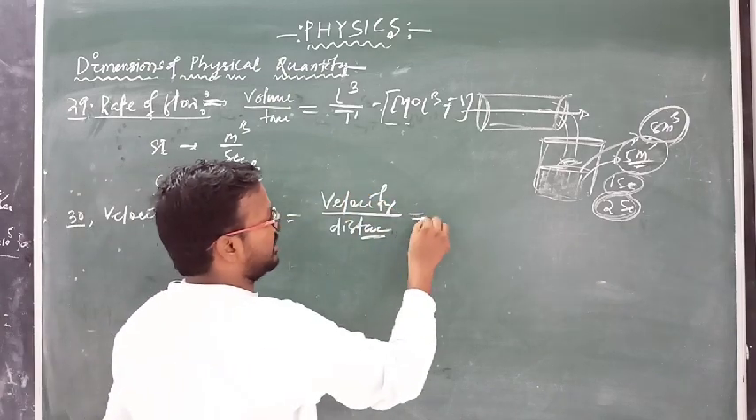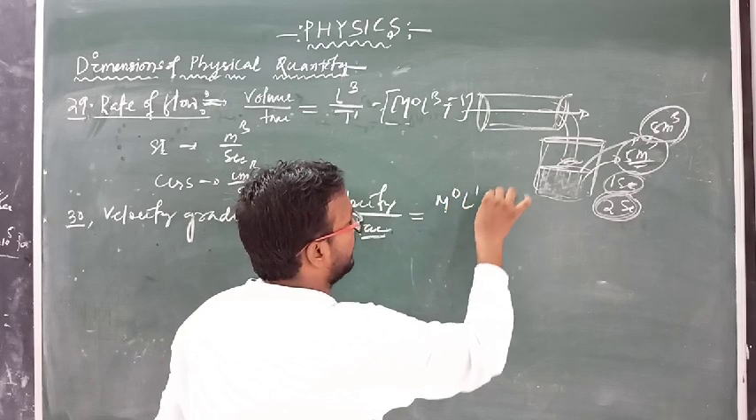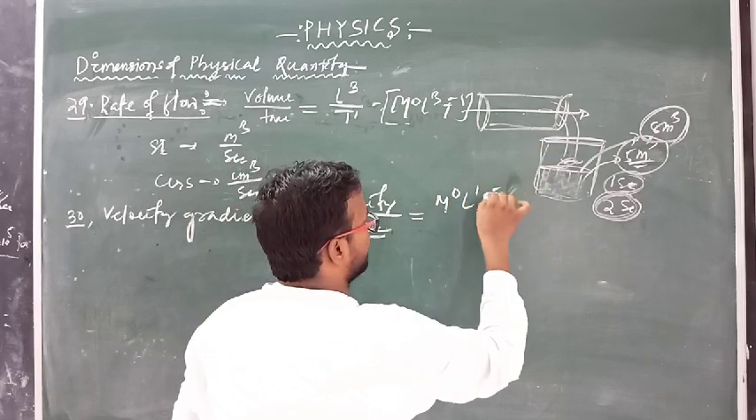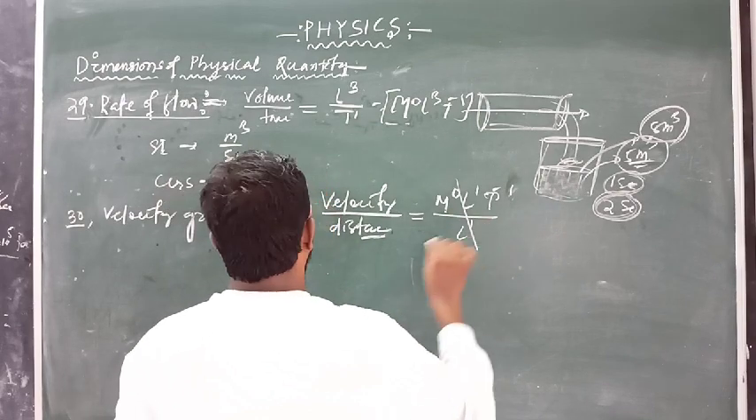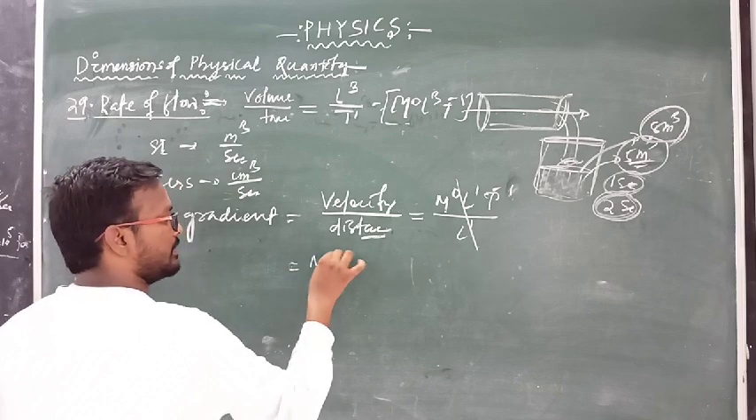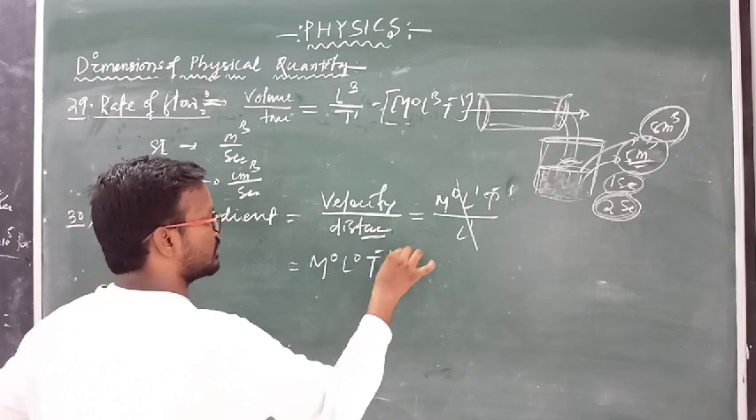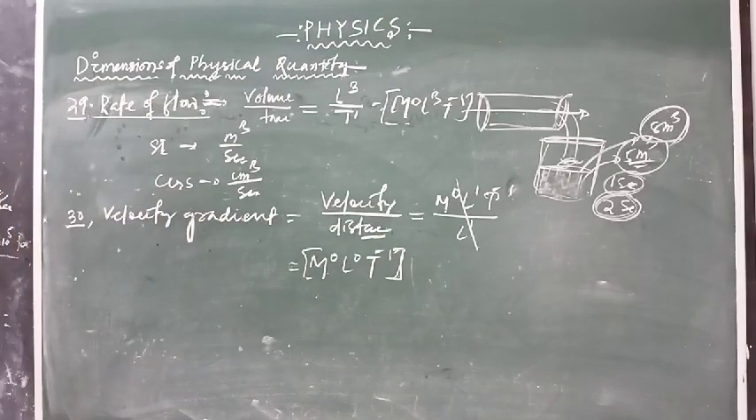And here we have to write the dimension of velocity. So M0 L1 T minus 1 is the dimensional formula of velocity, divided by L1. And here L1 cancels, the remaining part, that is M0 L0 T minus 1, is the dimensional formula of velocity gradient.